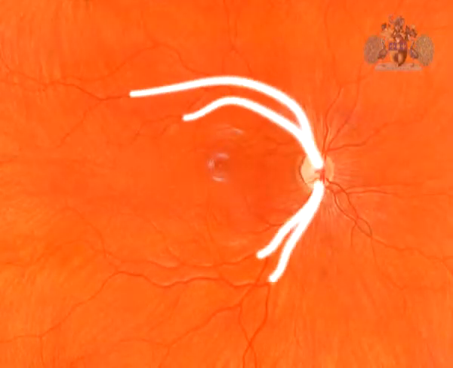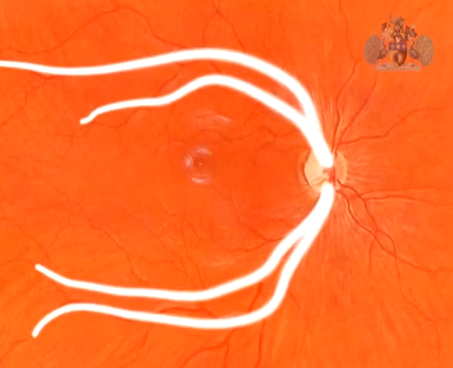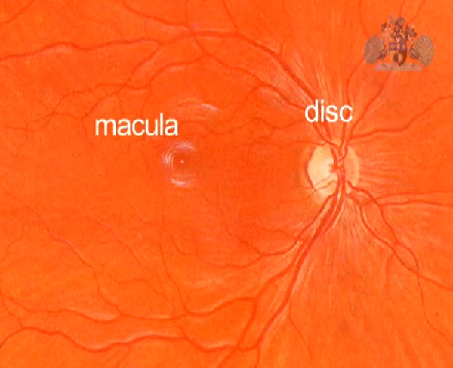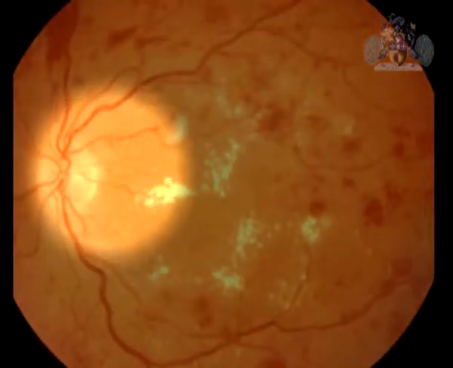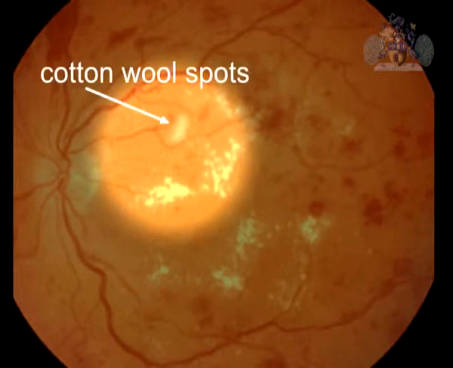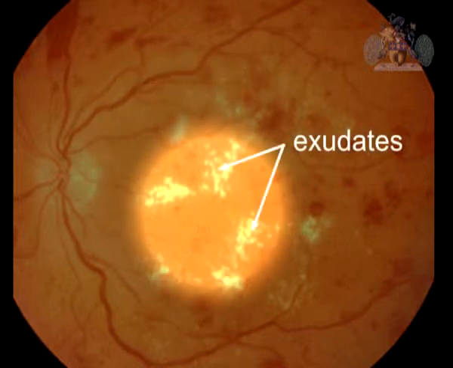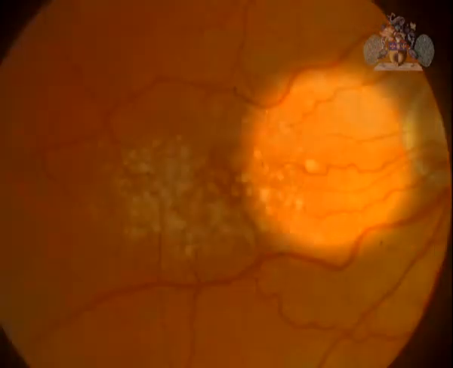Then examine along the arcades and macula. The area temporal to the disc is the macula. At the centre of the macula is the fovea. Describe what you see. Common clinical signs would include cotton wool spots. These are pale, whitish, poorly demarcated, fluffy lesions. Or exudates. These are yellow, well demarcated lesions.